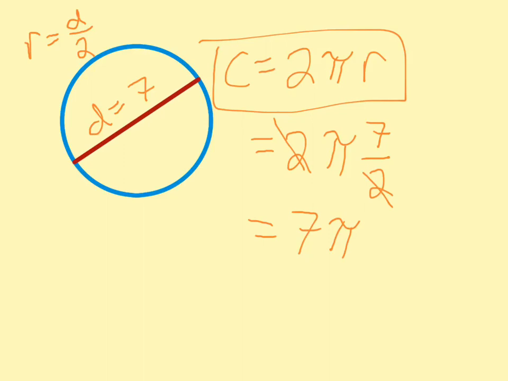or we could approximate it and say 7 times pi on the calculator, or we could approximate it and say 7 times 3.14, or we could approximate it and say 7 times 22/7. And that's the circumference of a circle using the diameter.